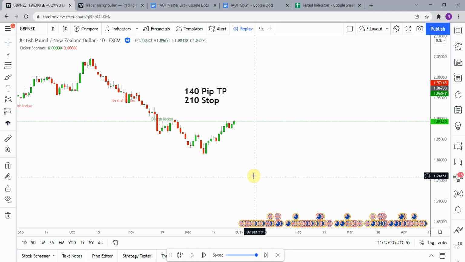Today we will be testing the kicker scanner indicator.